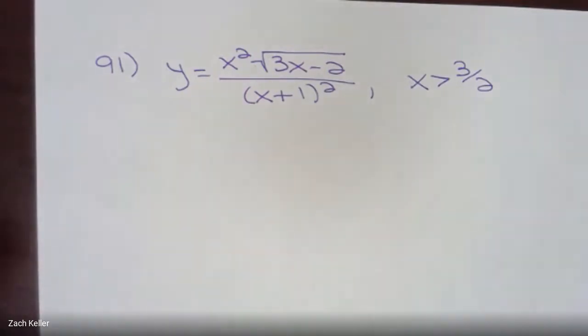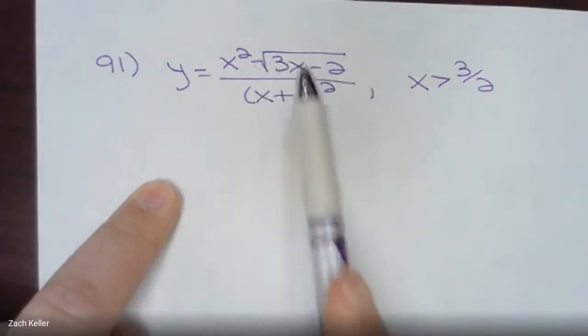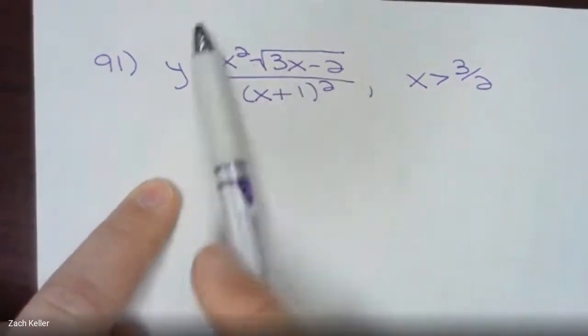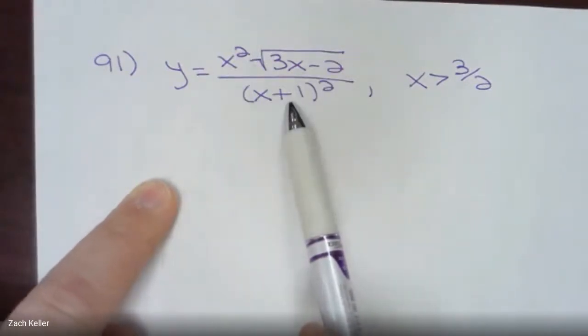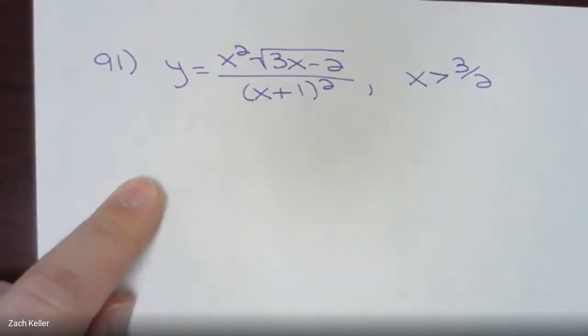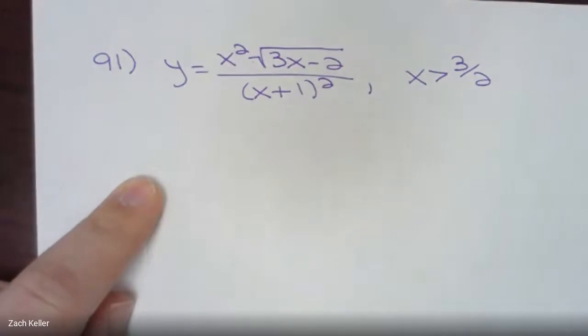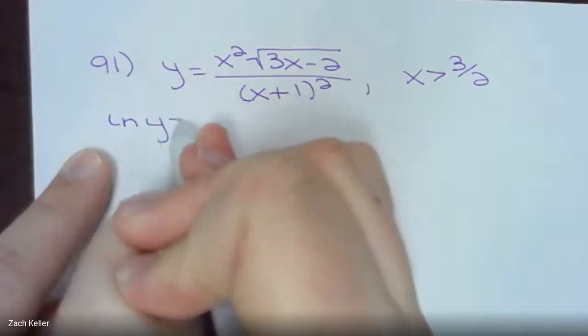So 91, logarithmic differentiation. Like I said in the notes, logarithmic differentiation is for when it looks complicated. If you try to take the derivative of this, it will be complicated. You would have the product rule here, the chain rule here and here, and the whole big picture would be the quotient rule. It would be a nightmare to take the derivative of. So logarithmic differentiation is the way we can use properties of logs to rewrite it so it's easier to take the derivative of. The way you do it is you take the ln of both sides.